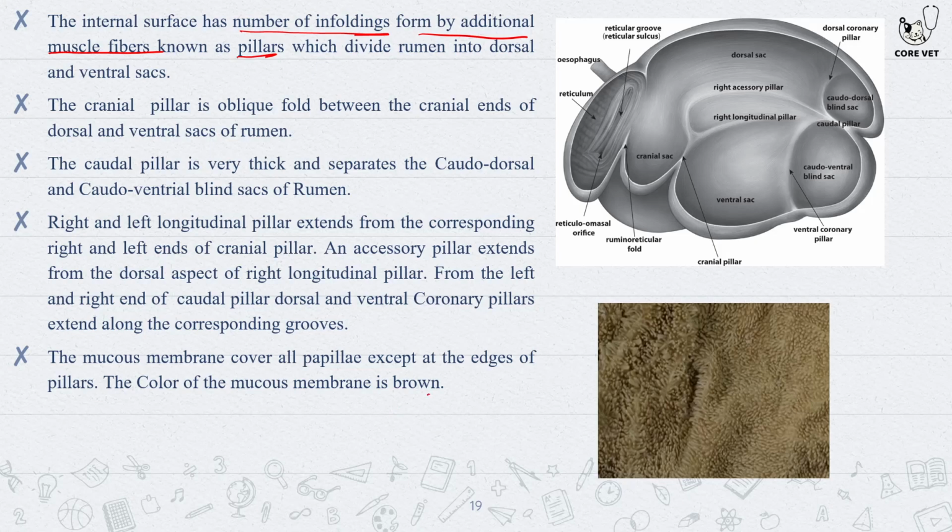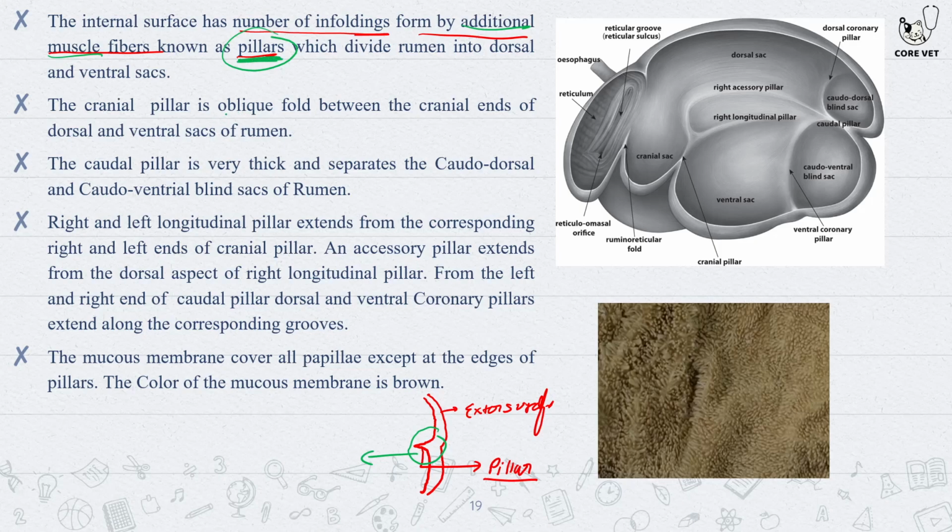If you see, consider this as the external surface, and this one is the internal surface having a pillar. These are the pillars. It is a kind of enfolding into the internal surface, right? So this internal surface has foldings. The internal surface has a number of enfoldings by additional muscle fibers, meaning there are also muscle fibers present in them, and these are known as what? Pillars. Okay.